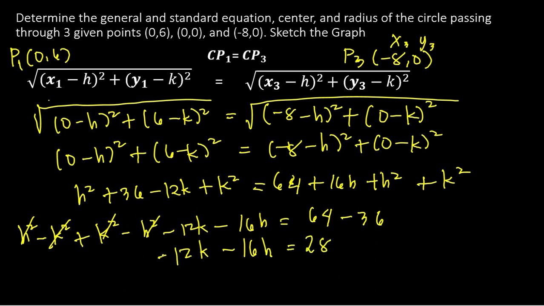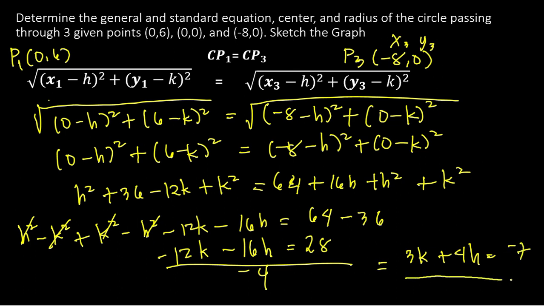We can still reduce yung ating equation. So we can divide them by negative 4. So let us divide them by negative 4. So magiging sagot natin 3k plus 4h is equal to negative 7. Okay? So, ito na yung ating equation 2.